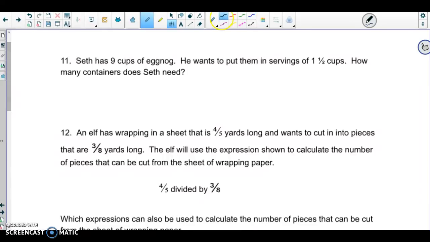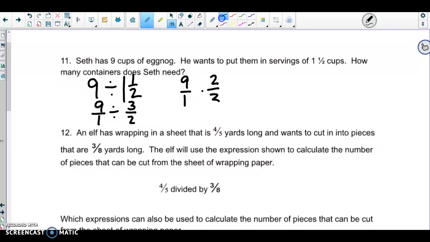So if I set this up as a division problem, okay, I have 9 divided by 1.5. And I could draw a diagram. I could do something like that. Or I can remember, I can use the reciprocal. So I've got 9 over 1 divided by, and if I change it to improper, it'd be 3 over 2. And then I can use my reciprocal. So it'd be 9 over 1 times 2 over 3.